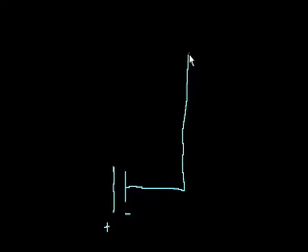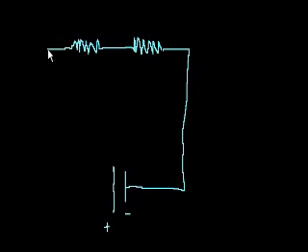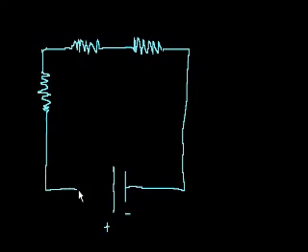And let's say I have one resistor. Then I have another resistor. And I don't know, just for fun, let's throw in a third resistor. And we know, of course, that the convention is that the current flows from positive to negative. That's the flow of the current.